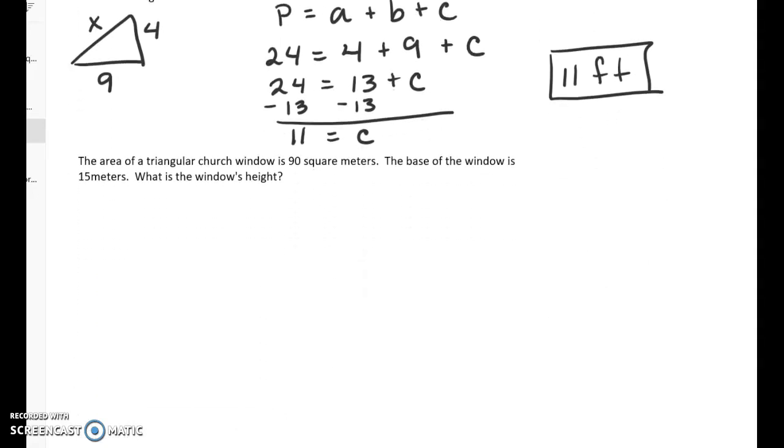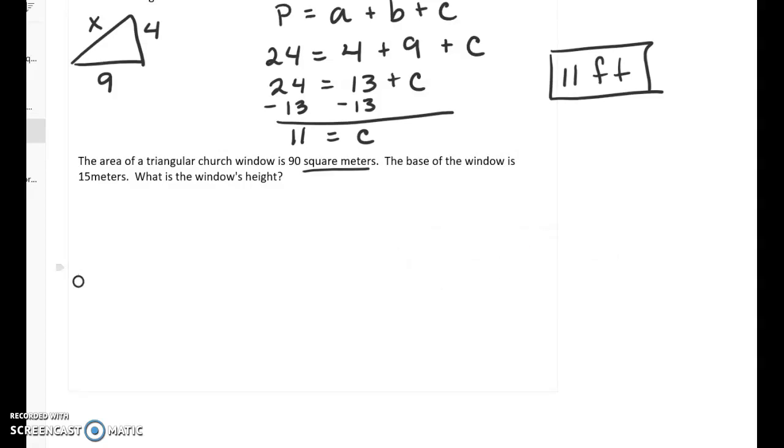All right. The area of a triangular church window is 90 square meters. Areas are measured in a square measurement. Square meters, square inches, square feet. If you go and buy carpet, it's to cover a floor and it's sold by the square foot, or it could be the square meter, but in this case it's in square meters. The base of the window is 15 meters.